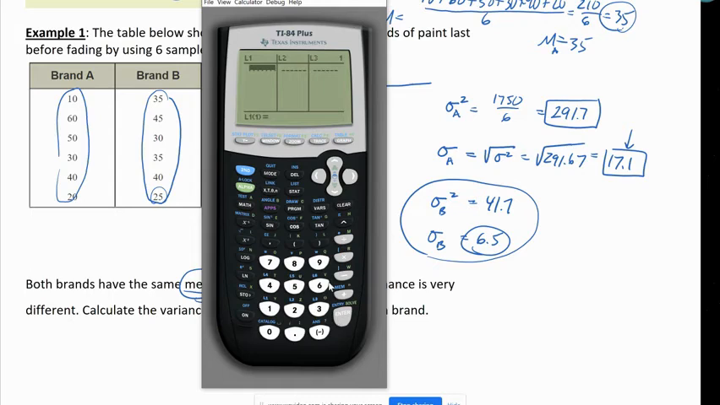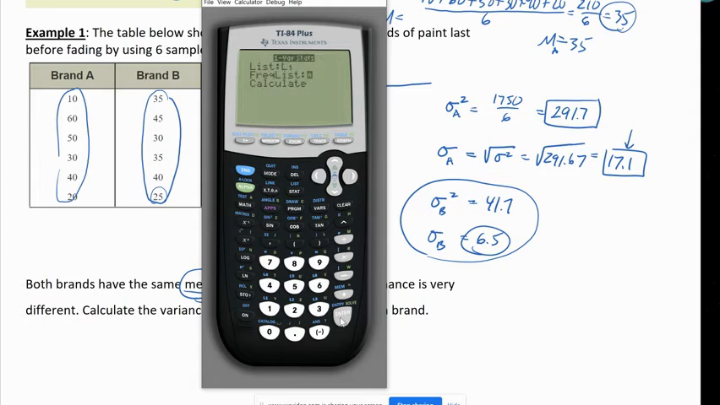So that clears the list, and then I'm going to put in 35, 45, 30, 35, 40, 40, there we go, and 25. There's my 6 data items, and so now I go to calculate the standard deviation and variance. I go to Stat, Calc, and then one variable statistics.